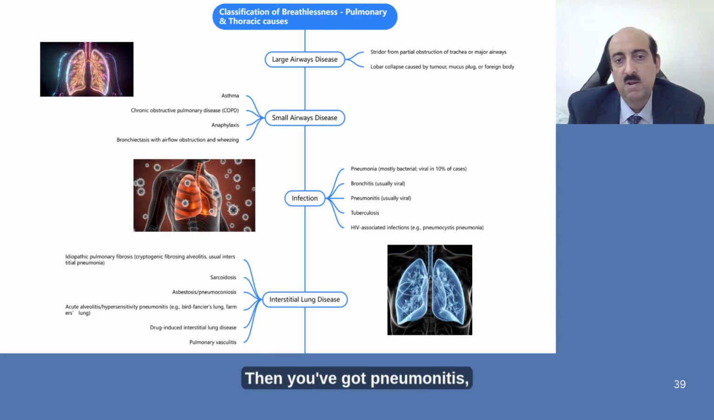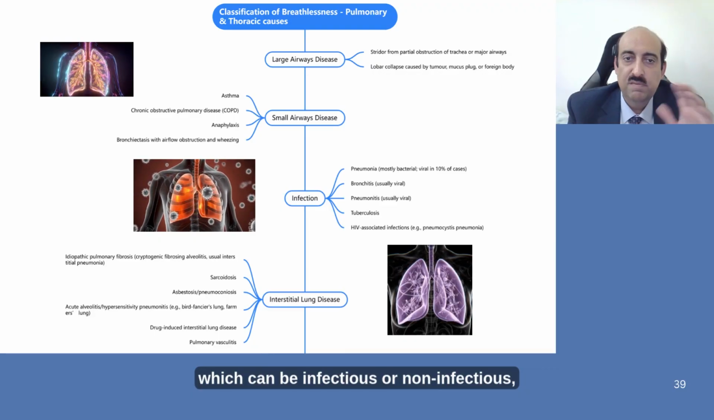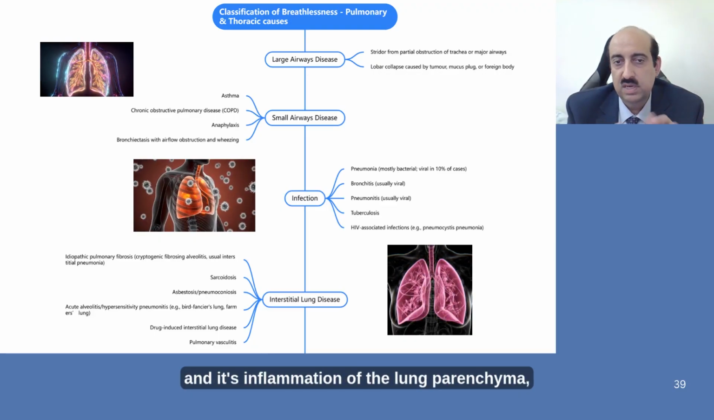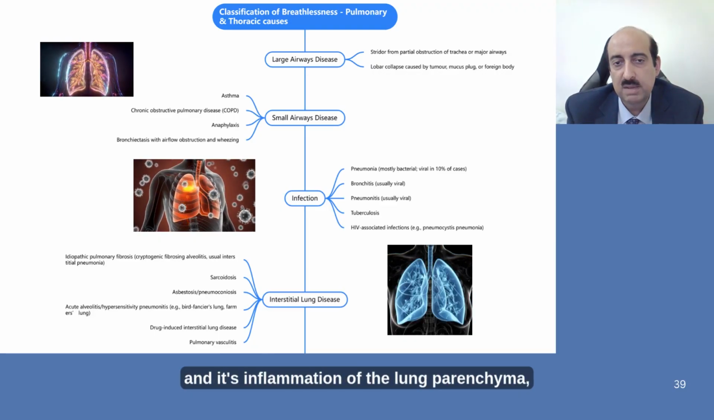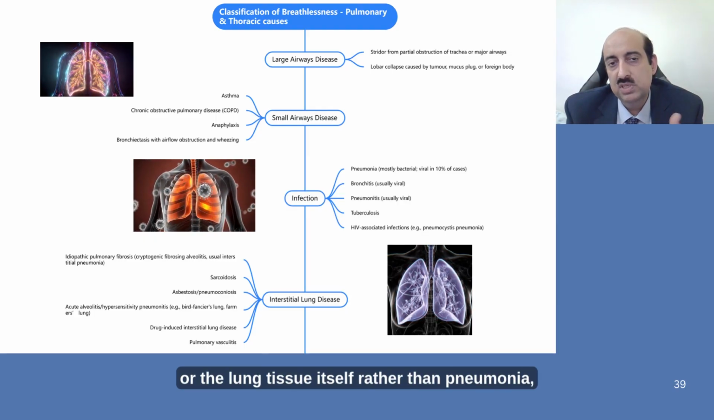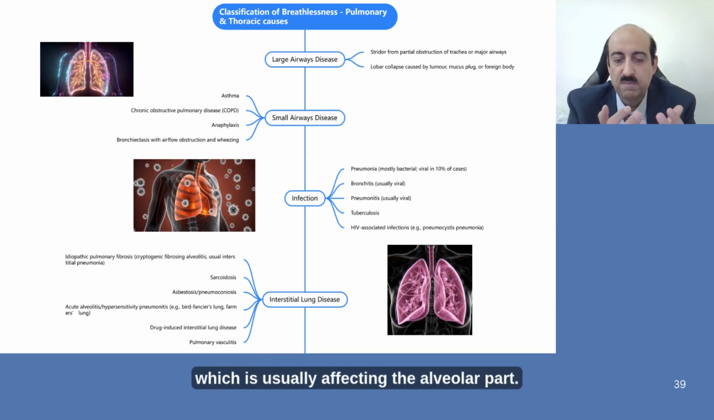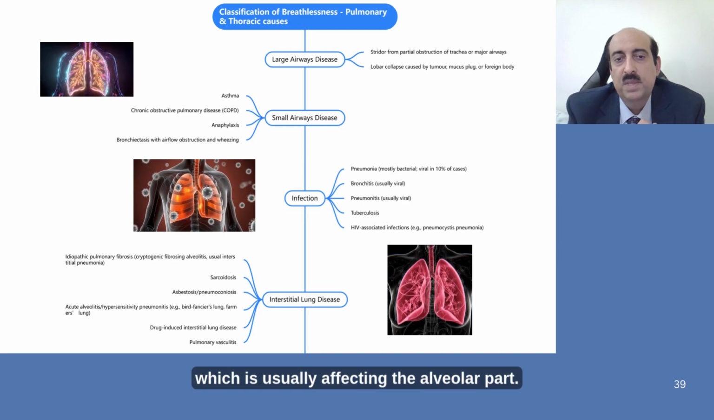Also, we have bronchitis, infectious bronchitis, usually upper airway disease, a lot of secretions, bronchorrhea. This is viral. Then you've got pneumonitis, which can be infectious or non-infectious, and it's an inflammation of the lung parenchyma, or the lung tissue itself, rather than pneumonia, which is usually affecting the alveolar part.